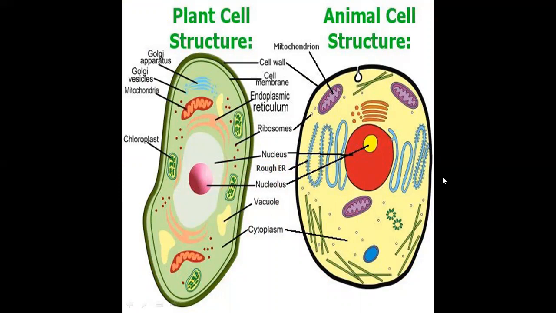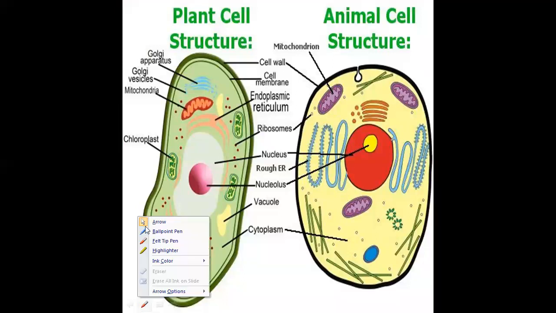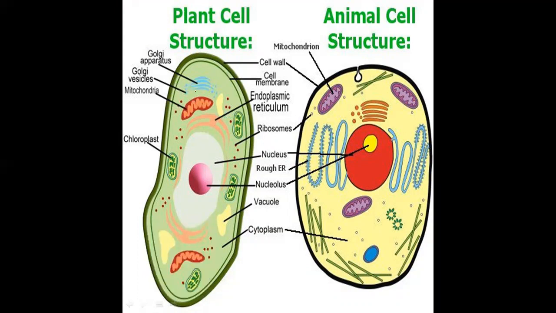You see some diagrams of plant cell and animal cell structure. You see lots of differences are there. Their structure is different and there are some organelles which are present here. So we will see the structure of plant and animal cells as well as their differences in this topic.